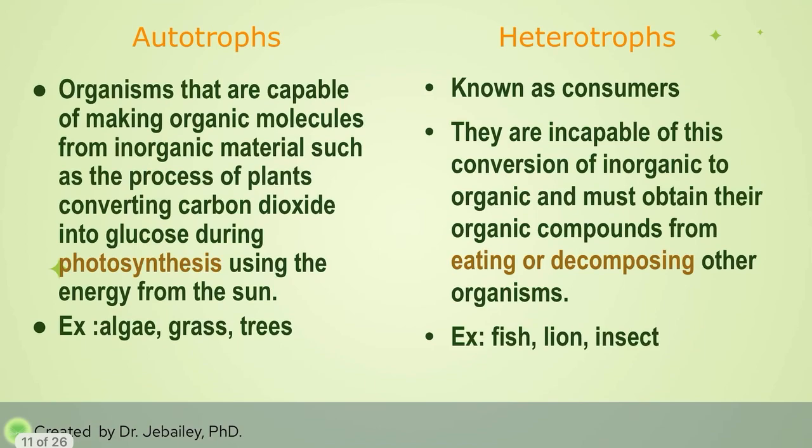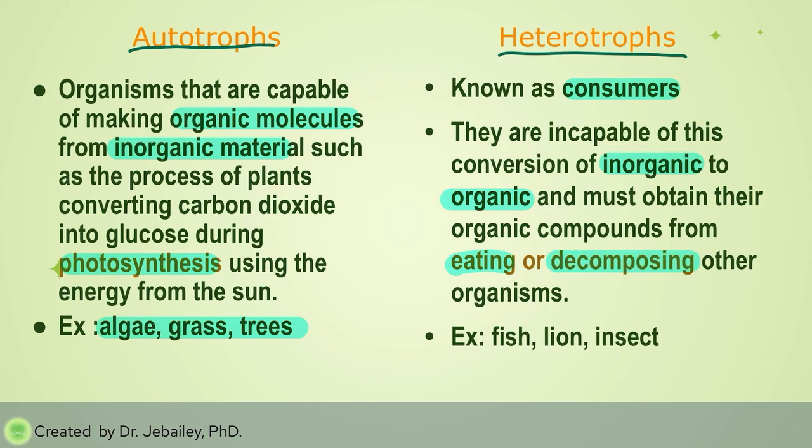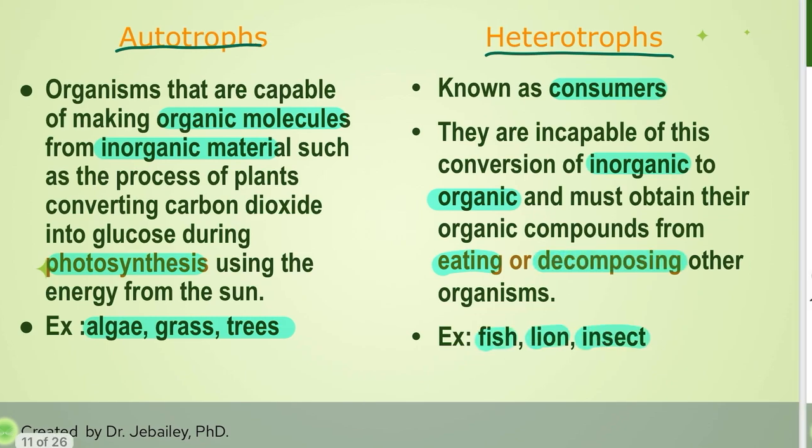So here we have, again, just to make sure that you know the difference between the autotrophs and the heterotrophs. The autotrophs, basically, are making everything organic from inorganic. And this can usually happen in photosynthesis. So all the plants you can think of are autotrophs. Heterotrophs are consumers. They cannot convert the inorganic to organic. It's impossible. They can't do that. So what do they do? They usually eat other animals, and then they are basically being decomposed by other animals too. It's like fish, lions, and insects.